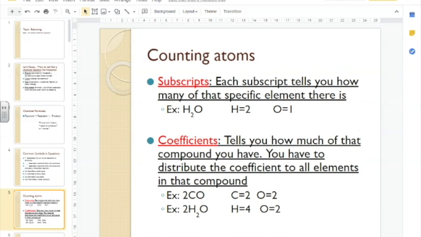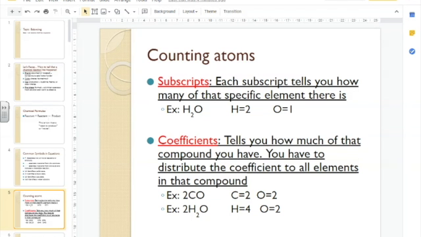So how to count atoms. Remember, when taking notes, you only have to type or write out what's underlined. If it is red, then you do need to underline or highlight it because that will be a vocab. So the first is subscripts. Each subscript tells you how many of that specific element there is. So for example, H2O. Well, you see that 2, the little 2, next to the hydrogen tells you there's 2 hydrogens. There's not a number next to the O, so it's known to be 1.